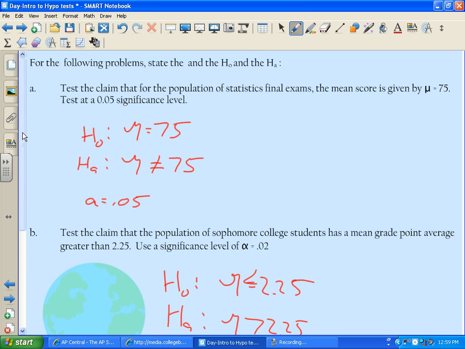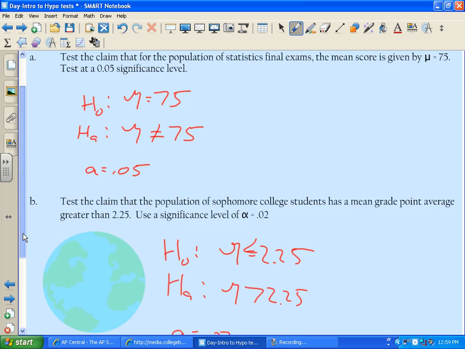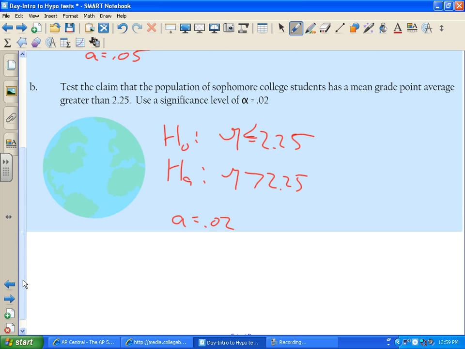Yeah, we're looking for proof that it's not equal to 75. This is going to be a two-tailed test, and this is what's going to be called a one-tailed test because we're only looking at one side. That one we're going to be looking at two sides, but we'll get there. I just want the big picture today.